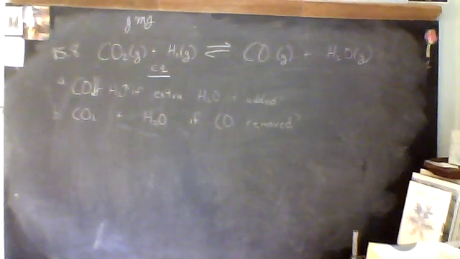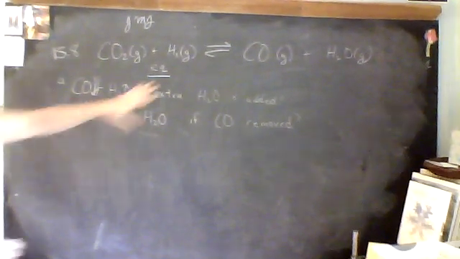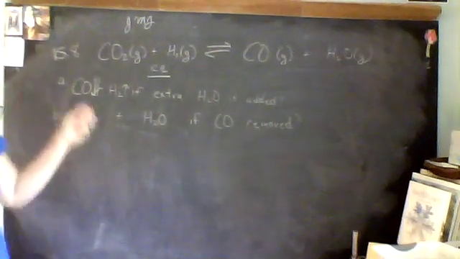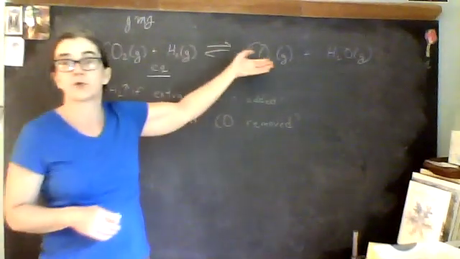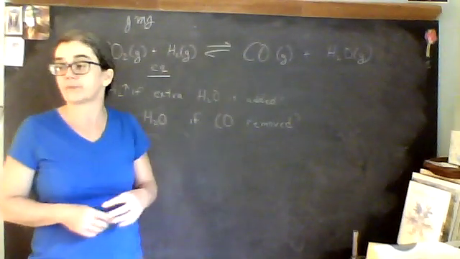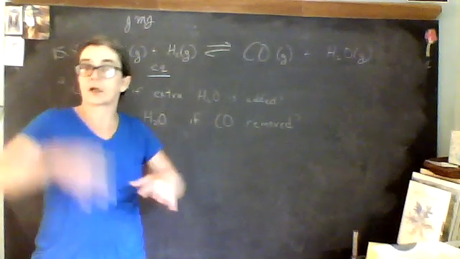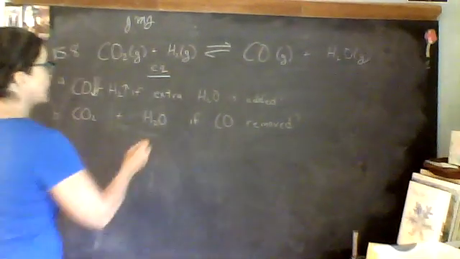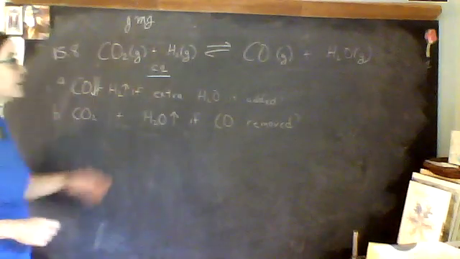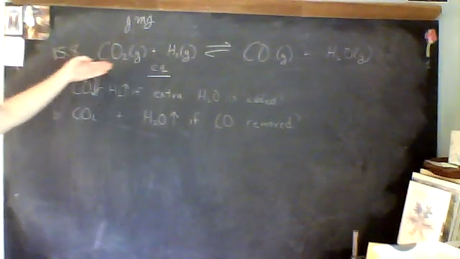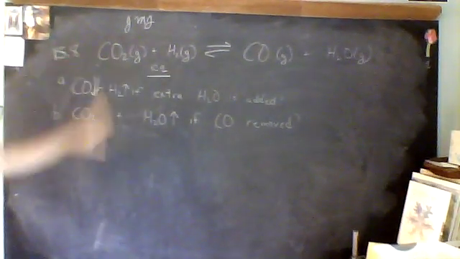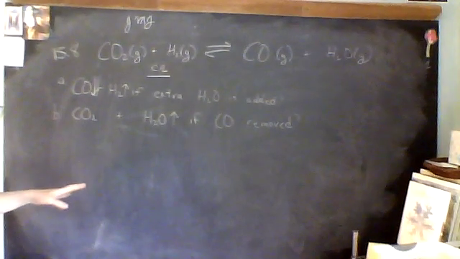All right, so if CO is removed, we're taking it out. What will happen to the H2O in order to keep the numerator the same? It will have to increase, right? Yeah. So the H2O will increase. The CO2 on the other side of the equation will have to decrease.